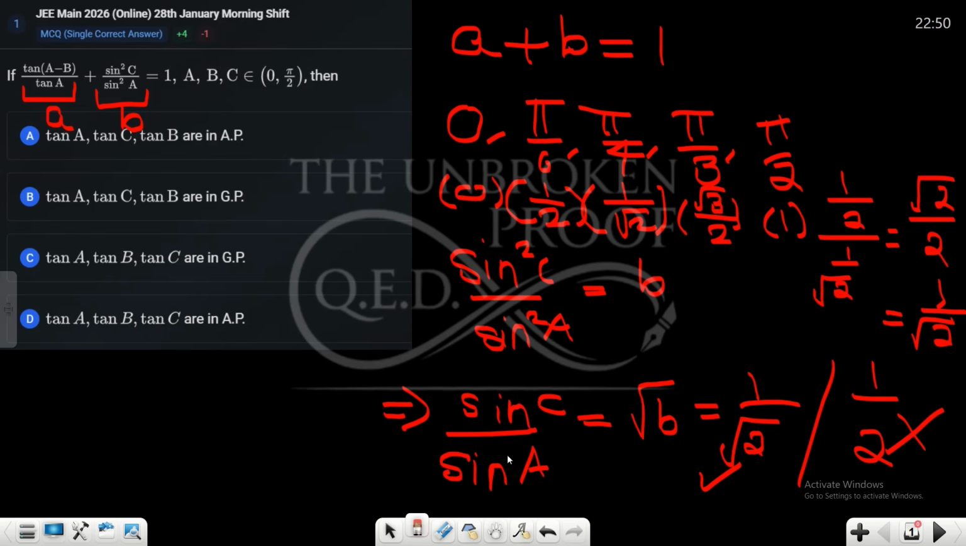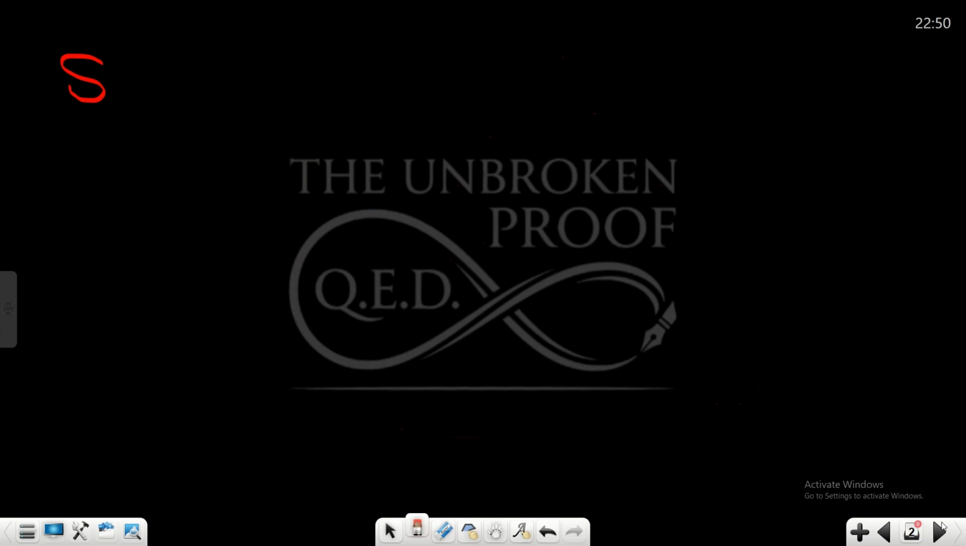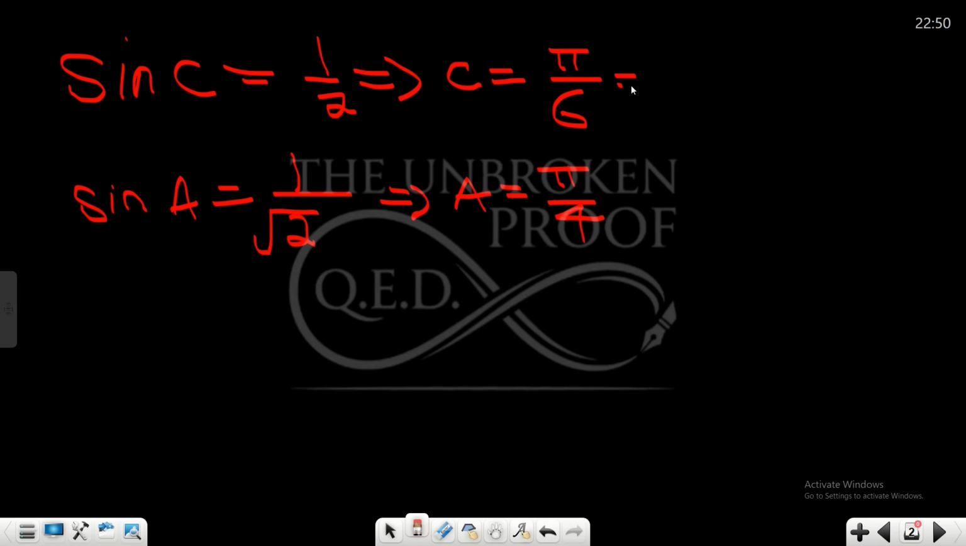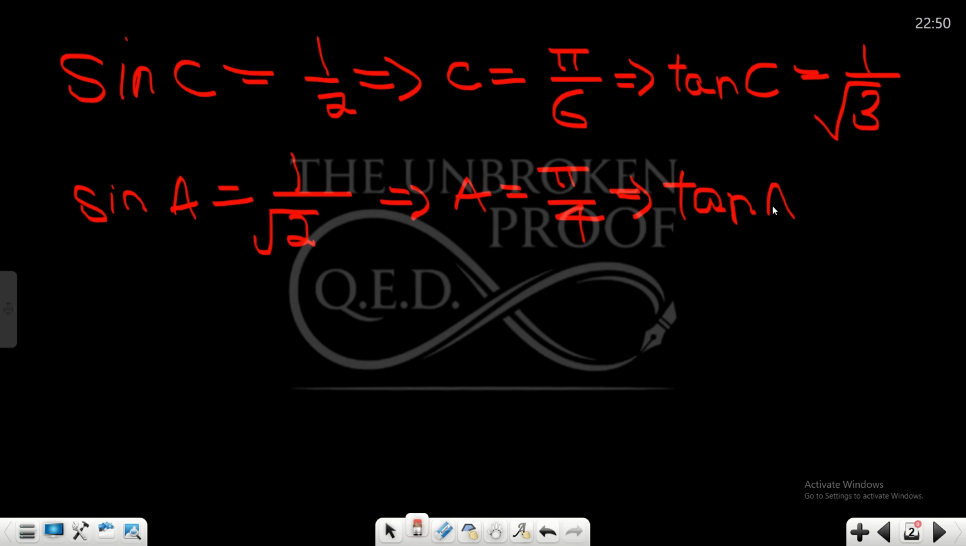So the only left option for our plan is where we can take sin c as half, which implies c is 30 degrees or pi by 6, and your sin a will be 1 by root 2, right? And this implies a is 45 or pi by 4. Okay, and they're asking the relationship between tan of angle, so we can take tan directly as well. So tan c should be 1 by root 3, and tan pi by 4 should be 1. Okay, or tan a should be 1.